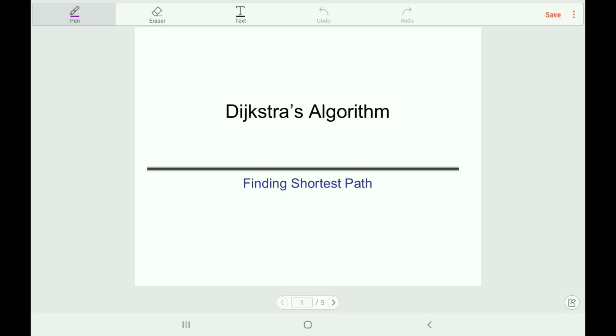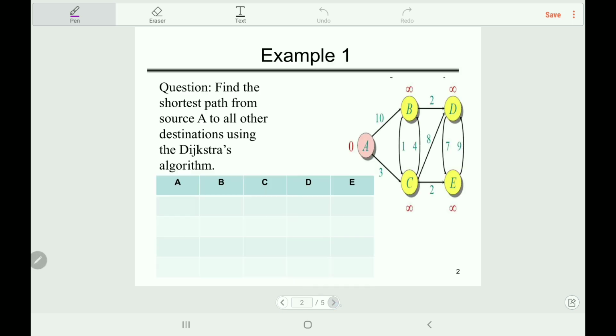Today we will learn Dijkstra's shortest path algorithm for finding the shortest path from a directed graph. So let's move on to the example. Here the question is, find the shortest path from source A to all other destinations in the graph using Dijkstra's algorithm.